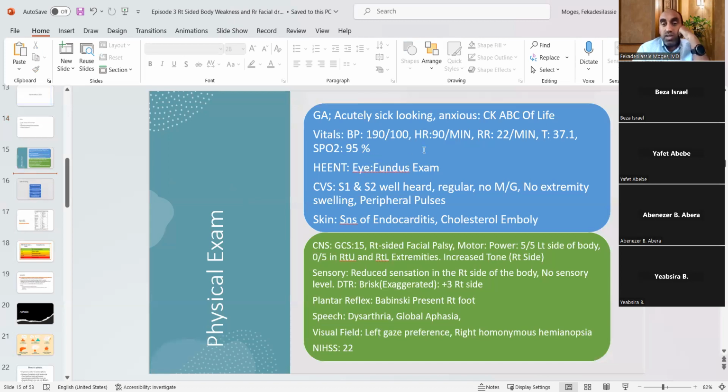So general appearance: acutely sick looking, she's anxious. You have to check the ABC of life. Don't forget that. Vital signs, 190, I told you. HNT, fundus exam, don't forget. CVS, you can talk about murmur or absence of murmur, extremity swelling, peripheral pulses, very important. Skin signs of endocarditis. Cholesterol emboli, people with cholesterol emboli may have some features. It may be difficult to appreciate in dark-skinned individuals, but in the white population, those things might be apparent. CNS examination findings. Then what other system?